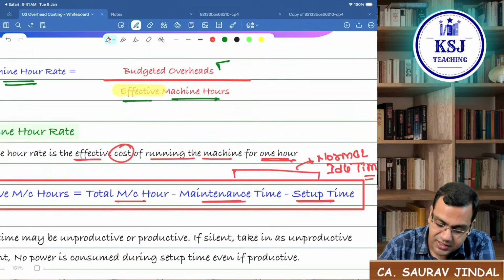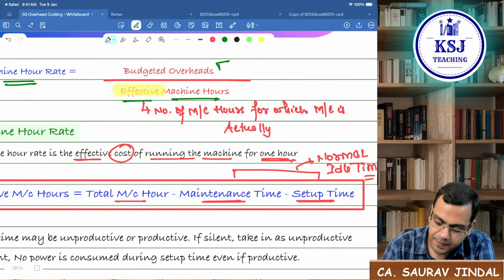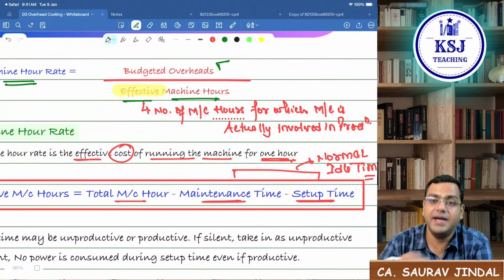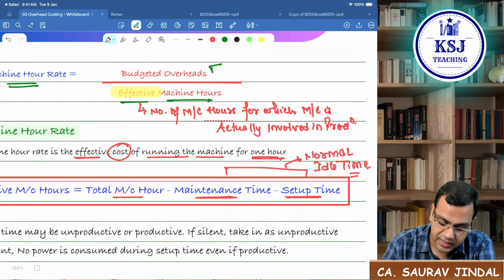So effective machine hours is the number of machine hours for which the machine is actually involved in production. Now, during the maintenance time, the machine will not be producing anything. During the setup time, the machine will not be producing anything. So that is why we calculate effective machine hours.